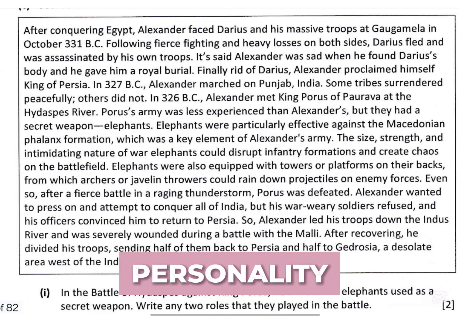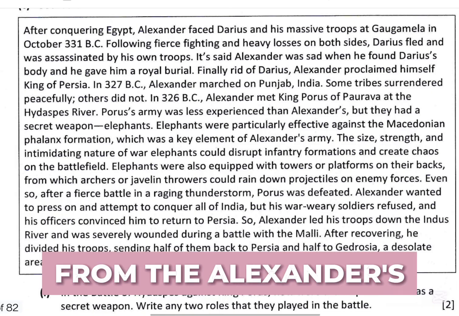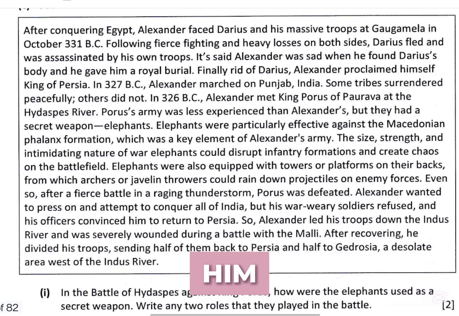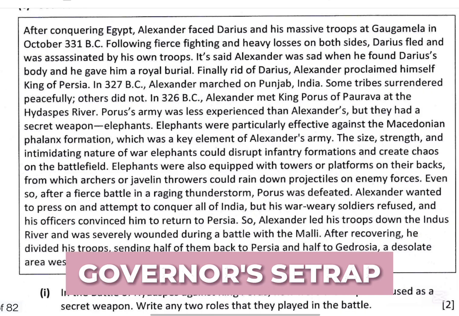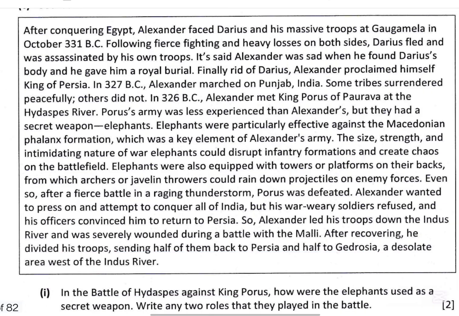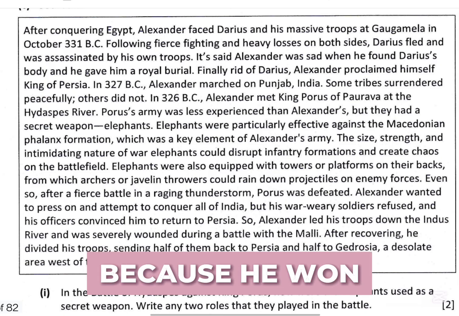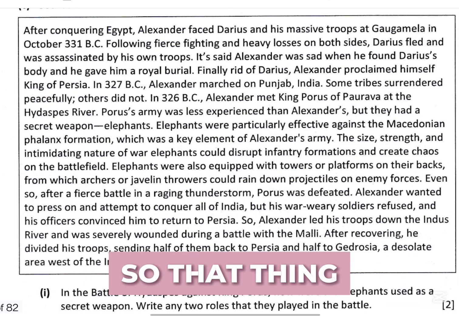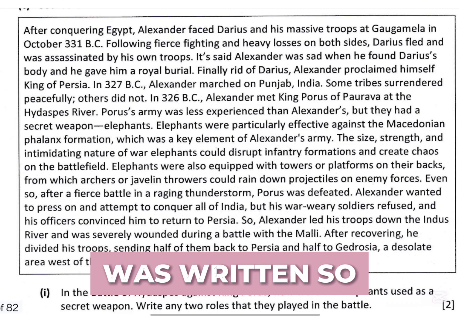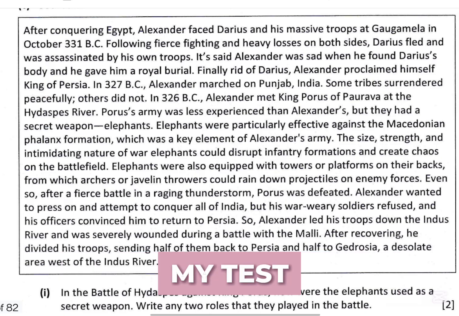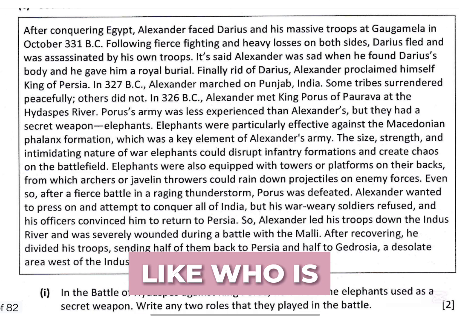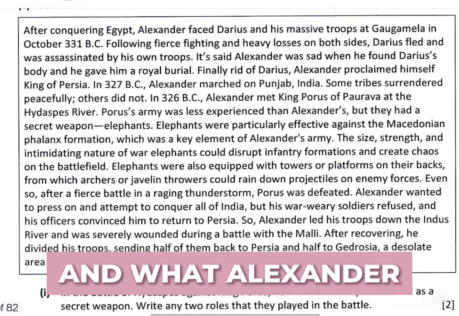Now the Abhi personality was from the Alexander chapter, when Alexander forgave him because he gifted him silver plates and elephants and won the governor's, the satrap's, heart. You know the satrap, the governor. He was not killed by Alexander because he won his heart. That thing was written so small, approximately 3-4 lines, and that was so important because the exact question came in my test: who was Abhi and what connects Alexander to him.